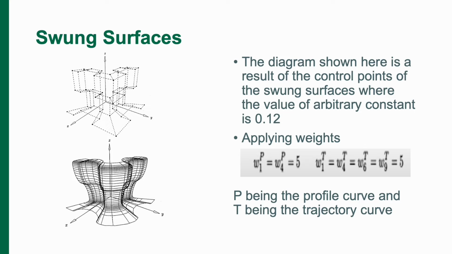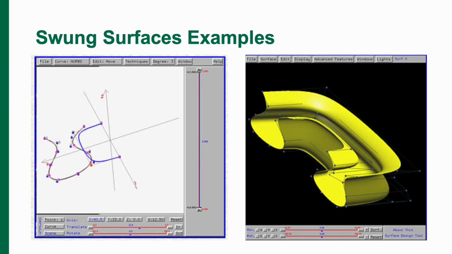The next example of a swung surface is the design which I'm using here. When we are adding all the control points and taking the arbitrary constant alpha as 0.12, and applying weights, then the summation of all the profile and trajectory curves gives rise to this kind of object as an output, where P is the profile curve and T is the trajectory curve. Here we have added weights of 5 to the profile curve, and the trajectory curve weights are 5. So this is one of the swung surface examples where this is the trajectory curve and this is the profile curve, where both combined result in this tubular shape.